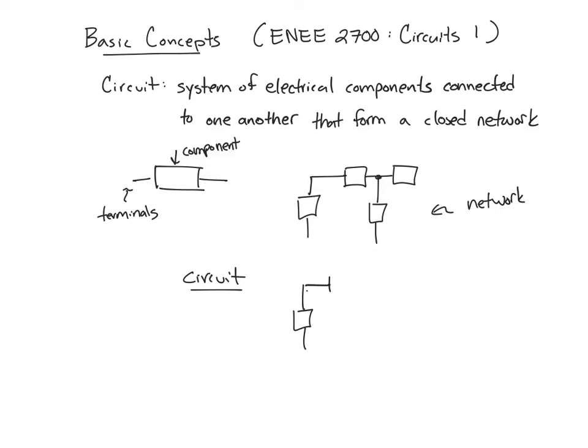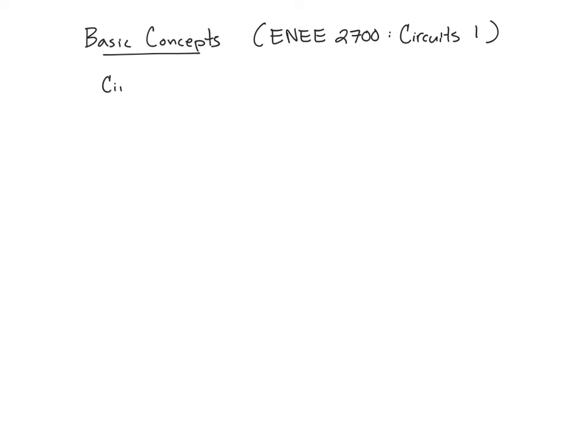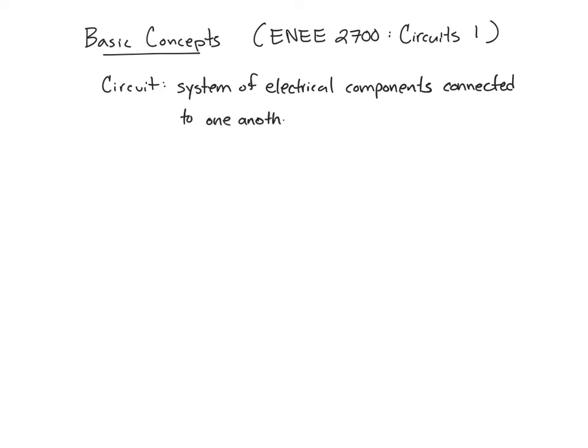Okay, hello. So this module is intended to overview a few basic concepts that you've probably seen in physics in the context of ENEE 2700 Circuits 1. So firstly, a couple definitions. So the definition of a circuit in this situation is a system of electrical components. We're going to talk about what those electrical components are throughout the semester, that are connected to one another. Specifically, it's a system of components connected to one another that form a closed network.